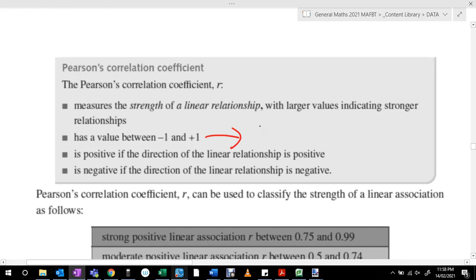And generally, you'll always have a decimal. A decimal like 0.9, 0.33, -0.1, those kinds of decimals. So with R values, if it's positive, obviously it's going to have a positive relationship, so it means it's going upwards. And if it's negative, it's going to be linear, it's going downwards.